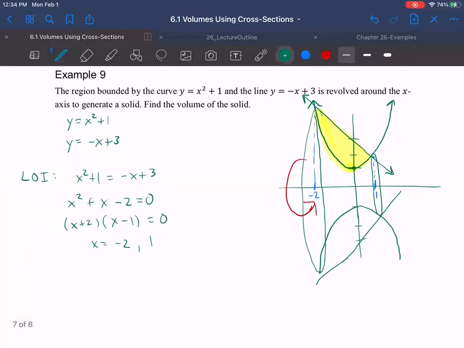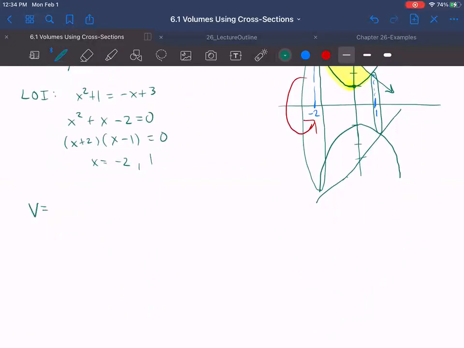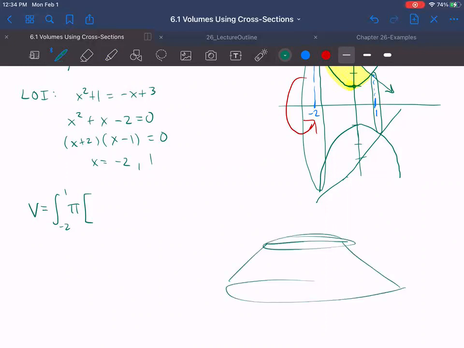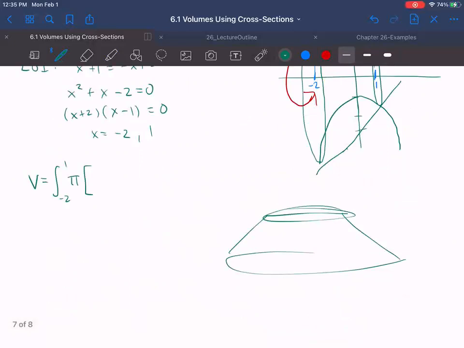So let's do our volume. Our volume is going to be this integral from negative 2 out to 1. We need pi, and then we need to do the top one. So essentially we're going to find the volume of the outer one, which would be like a plateau type, a cone kind of shape. That's the outer one. Which one is the top one? Which function? Is the parabola the top one? Or the line, which was negative x plus 3? Negative x plus 3 squared. So that right there is the volume of the outer part.